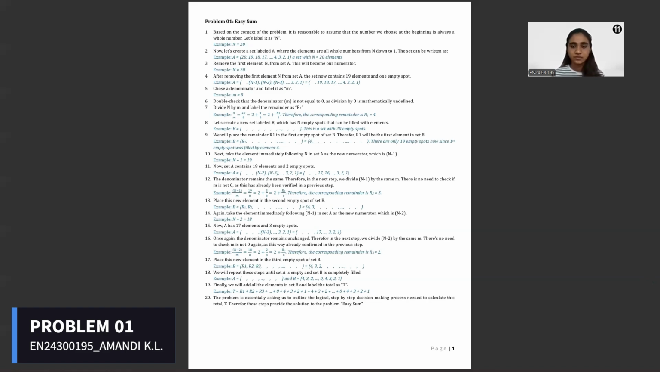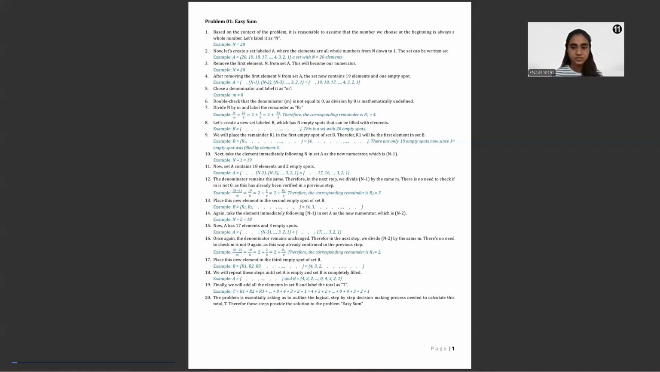Next, the subsequent number n minus 1 from set A becomes the numerator. We repeat the division process with the same denominator m, and the remainder r2 is added to set B. This is repeated for each element of A until it's empty and B is filled. Finally, we sum all elements in set B to get the total T. This method ensures a step-by-step logical calculation to solve the problem.